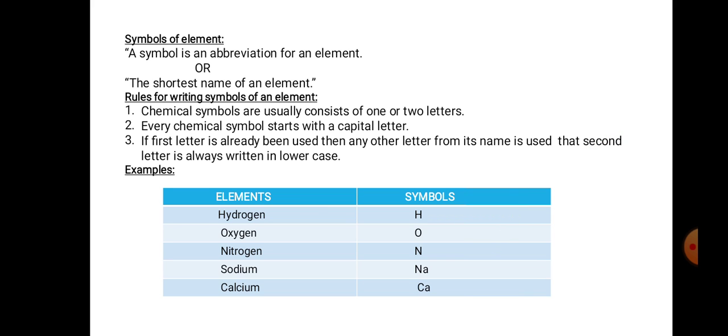Symbols of element. A symbol is an abbreviation for an element, or the shortest name of an element is called the symbol of elements. Now, what are the rules for writing the symbols of an element? Chemical symbols usually consist of one or two letters. Every chemical symbol starts with a capital letter. And if the first letter has already been used, then any other letter from its name is used. That second letter is always written in lower case. Now here are some examples.